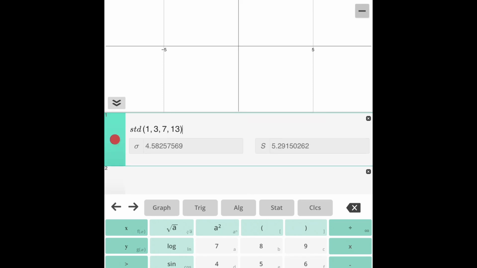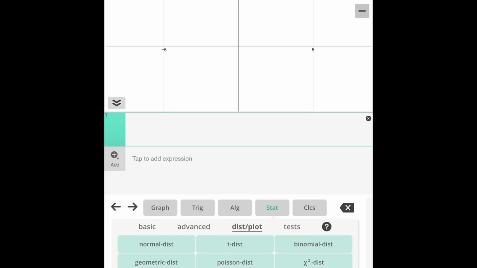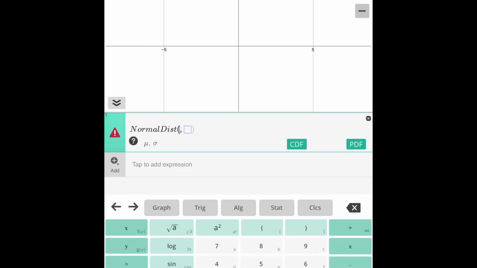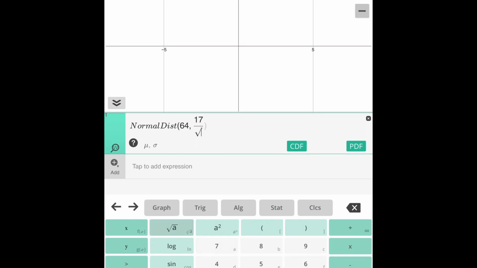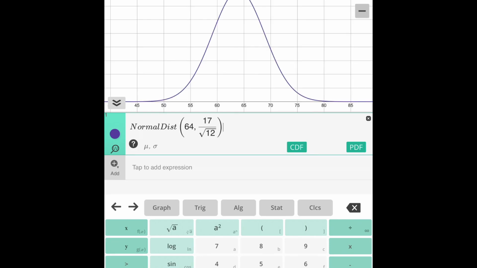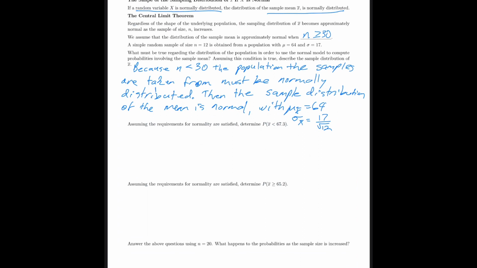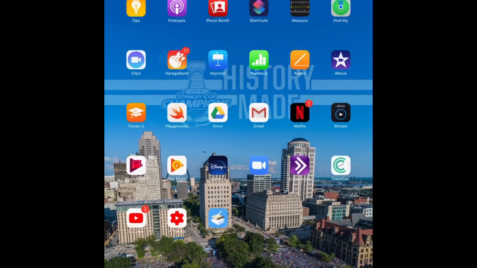So what this is useful for now is we can find normal distribution. So if our data was normal, then this distribution would have to be normal, and we can show what that looks like, right? So we can use our graphing calculator app, and we can draw a normal distribution with the mean and standard deviation we just said. So we can hit stat, distribution and plot, normal distribution, and we can put in our mean of 64 and our standard deviation of 17 divided by the square root of 12. Okay, and then we should be able to see the normal distribution, and there it is.